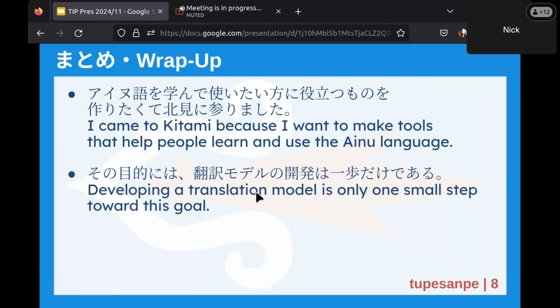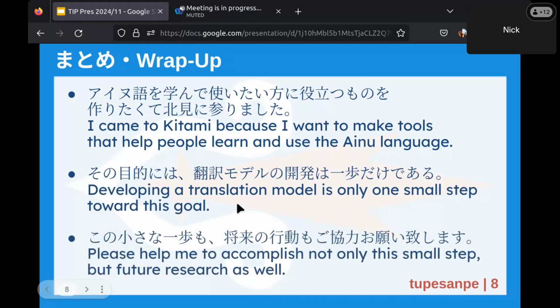And developing a translation model is only a small step in that, a very small, somewhat academic step in that process. And so it can't stop here, even though for me, personally, it starts here. And so I hope that we can cooperate together as we are today, as I work on not only this one small step, but on my future research as well.